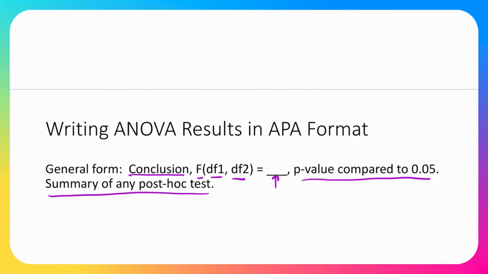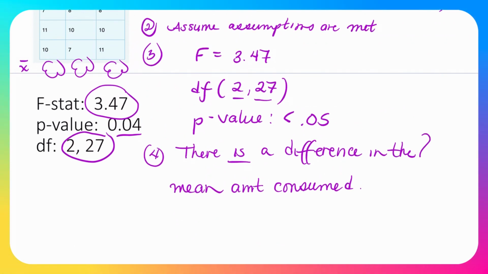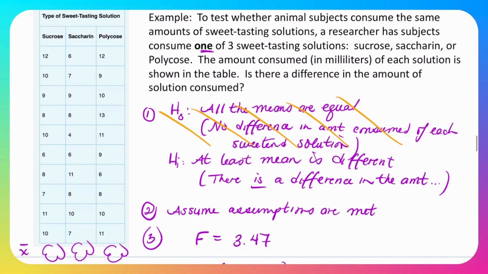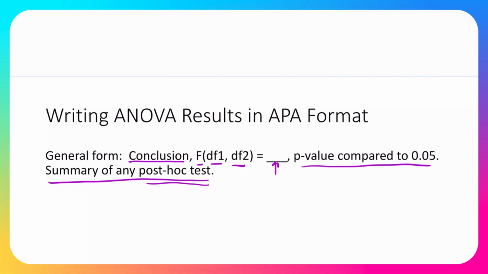Now we're going to cover post hoc tests in a moment, but basically our conclusion here is that one of the means is not like the other, but we would be curious which one is not like the others. Do subjects tend to consume more sucrose? Do they tend to consume more saccharin? Maybe it's polycose. One of these means is not like the other. Which one is different? And we're going to learn about that in a moment. That's called doing something called a post hoc test.